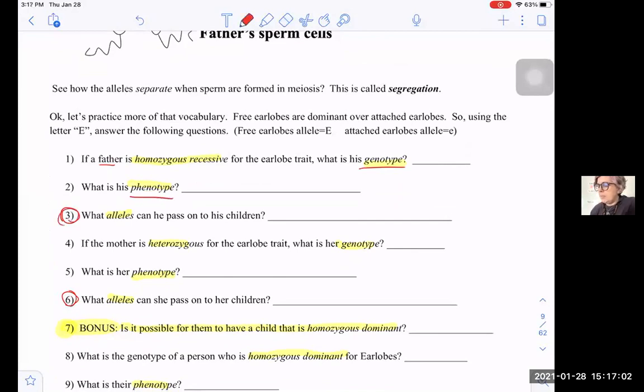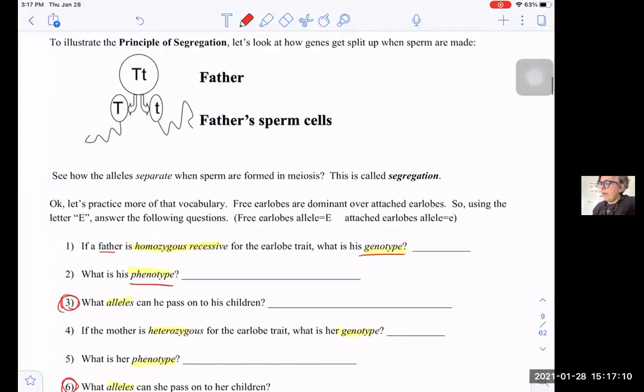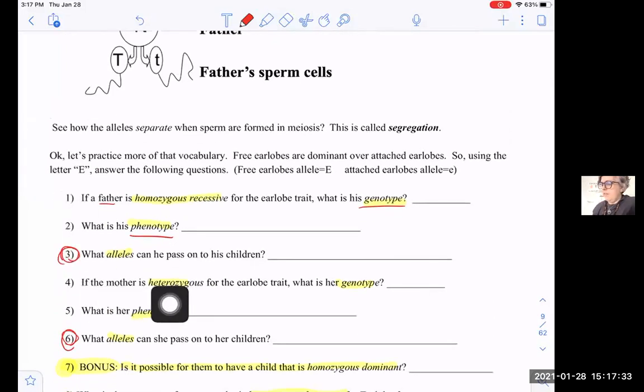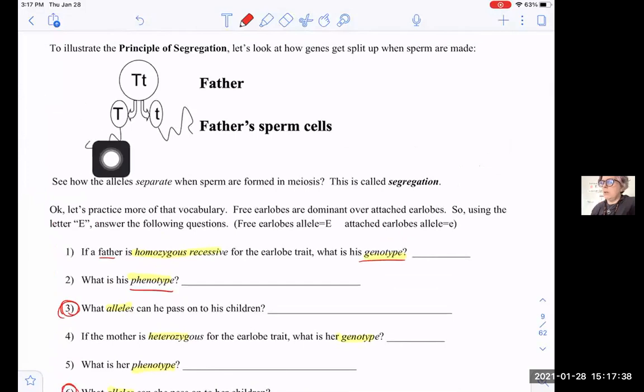Number 3 and number 6 are getting at what alleles can each of these parents pass on to their children. For that, you have this picture here, and I talked about the principle of segregation. Whatever the father's genotype is, that's going to determine what possible alleles he can pass on to his offspring. The same thing goes with mom down here. If mom is heterozygous, what alleles can she pass on to her children? I'm again going to remind you of this image right here.